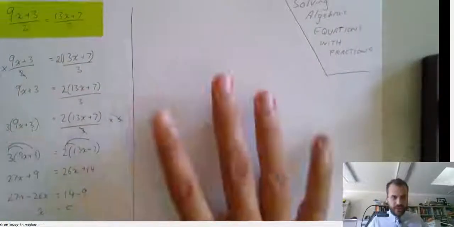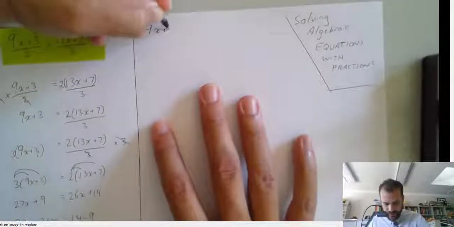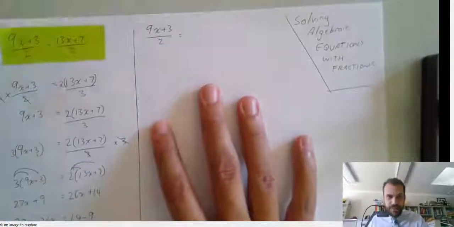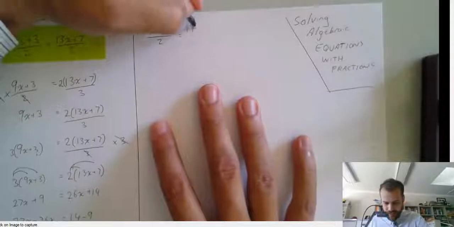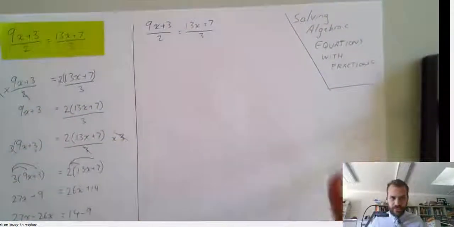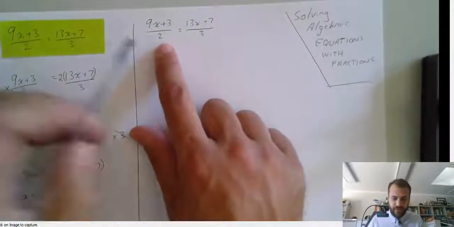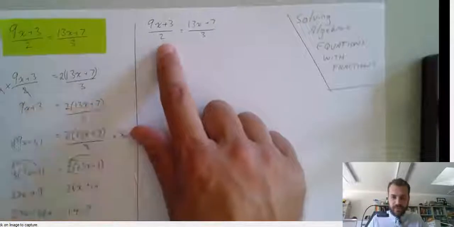Alright, now I told you there was going to be two ways to do this. Let's take a look at our second way. Now, the other way to do this is to make both denominators the same. Now, you're going to see that the result is the same here. So, look for a common denominator. So the common denominator is going to be 6.